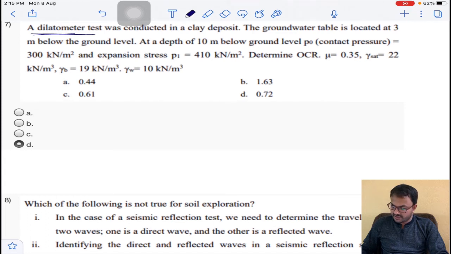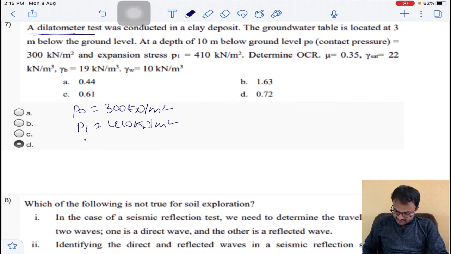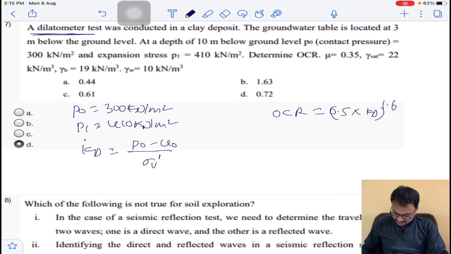P0 value he has given, I am writing P0 is equal to 300 kilonewton per meter square, and expansion stress P1 is equal to 410 kilonewton per meter square. Determine OCR. We have a formula: OCR is equal to (0.5 KD) whole power 1.6, where KD is equal to (P0 minus U0) divided by sigma V dash.